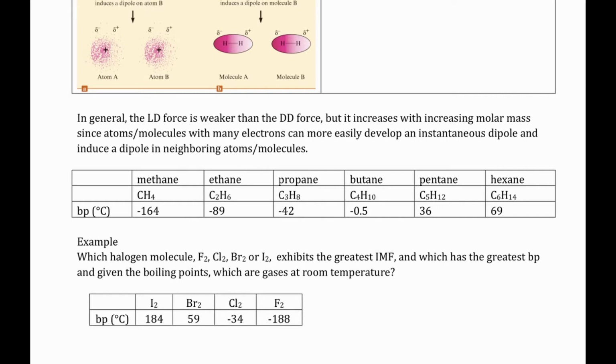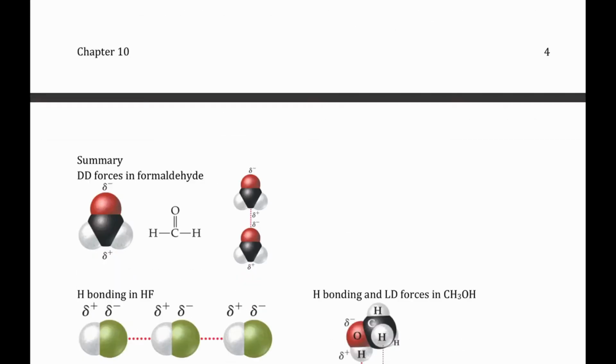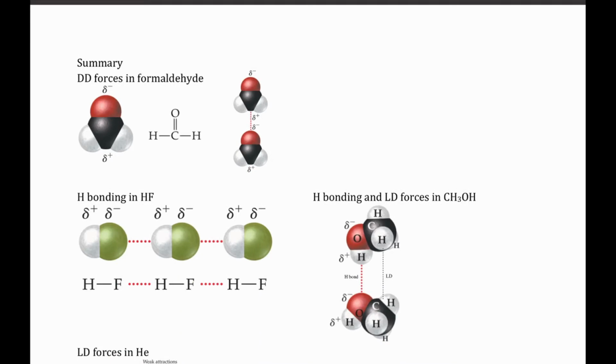Okay, here's a problem. Example, which halogen molecule, F2, Cl2, Br2, or I2, exhibits the greatest IMF and which has the greatest boiling point? And given the boiling points, which are gases at room temperature? So they're all nonpolar, that's a hint. So think about what we talked about with molar mass to answer that problem. So go back later and do that one, or stop the video and do that and come back.